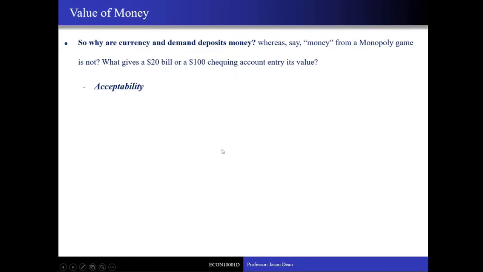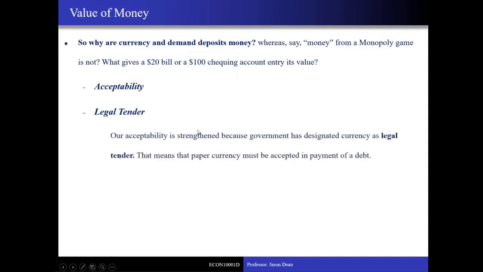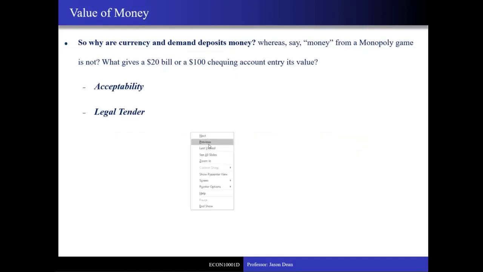Another important characteristic, as someone in the chat just mentioned, is relative scarcity. We'll get to that in one sec. That's an extremely important one. So acceptability, let's just spend a second on that.